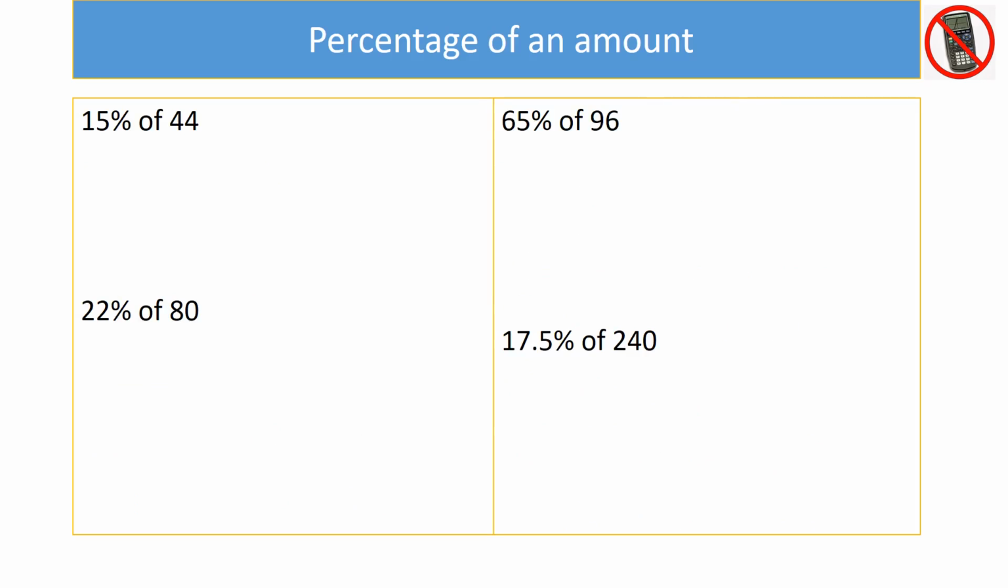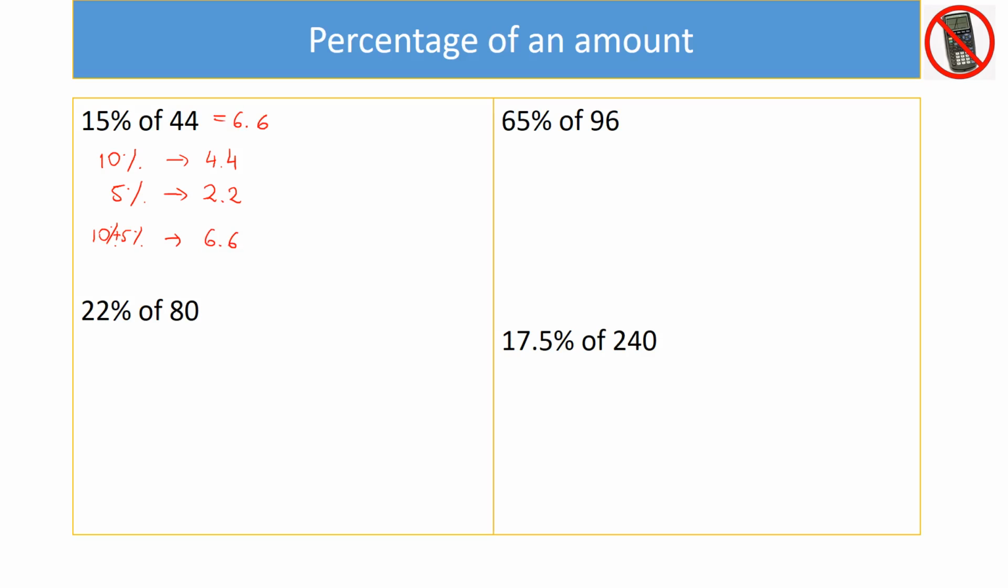Now we're going to look at, again, some less common percentages. So first I need to work out 15% of 44. I can do this by working out 10%, then 5%, and then I need to add them together. So to work out 10%, I need to divide the number by 10, so that's going to be 4.4. Now 5% is a half of 10, so that's going to be a half of 4.4, which is 2.2. Now I need to add the two numbers, so that's 10% plus 5%, which is 6.6.